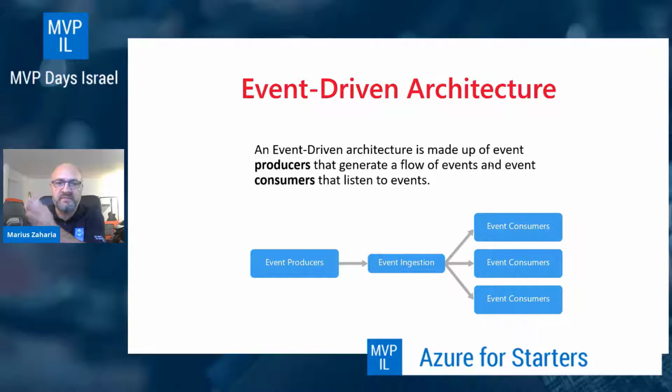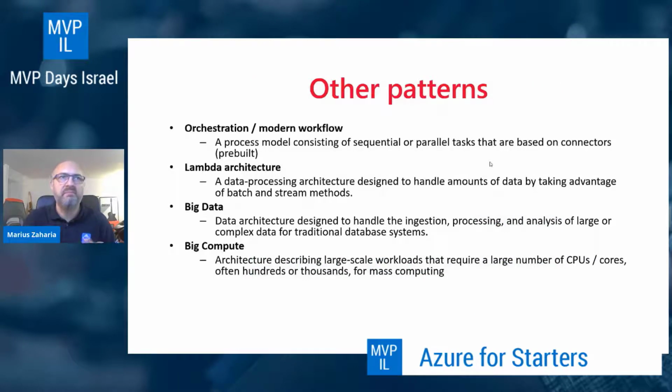Another example is the event-driven architecture, which has existed for a long time, but this is one of the models that come much more into the picture these days in the cloud. We have essentially producers and consumers, and we have the event ingestion between them. So this is essentially the event-driven architecture. And we have many other patterns, like the modern workflow with parallel tasks, with connectors essentially pre-built in the modern approach.